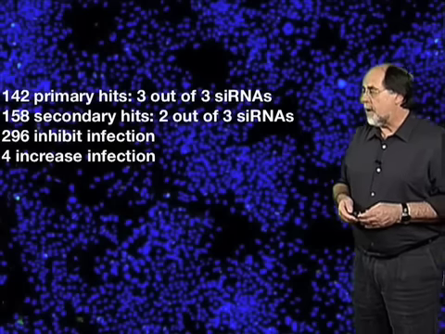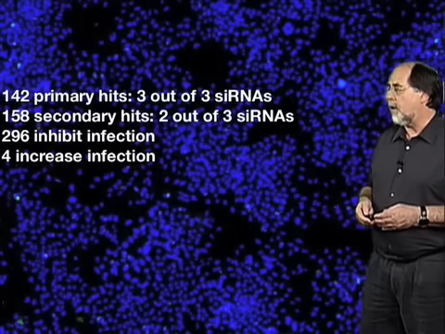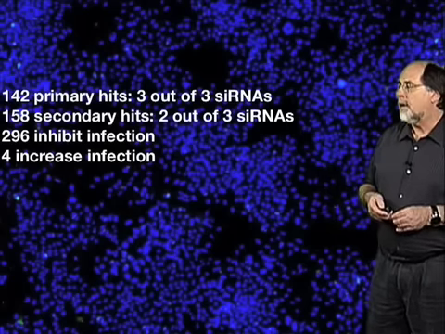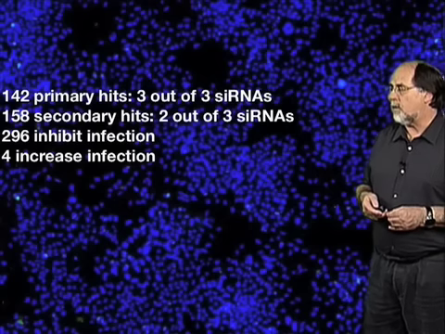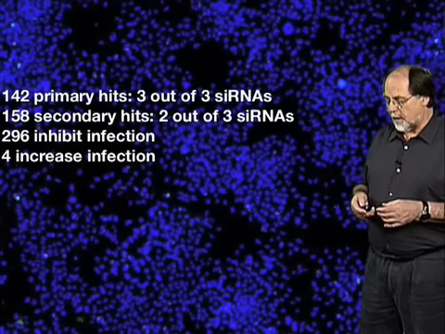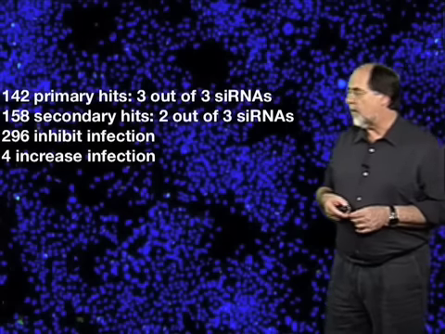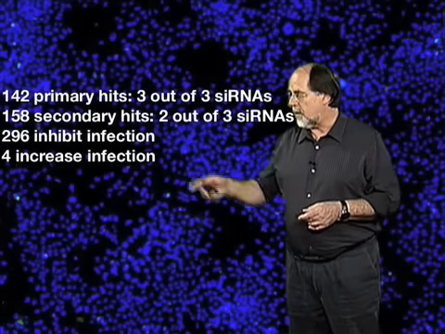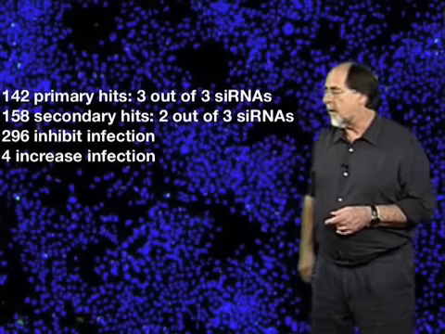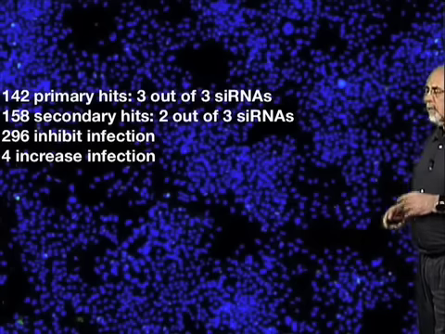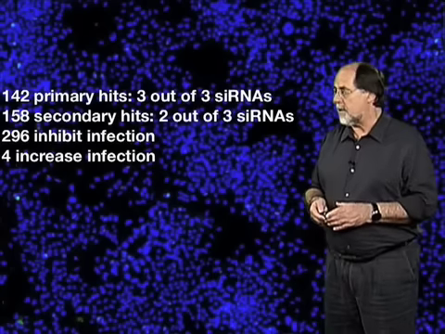So in the hits, we had 142 hits out of 7,000 with 3 out of 3 siRNAs, and 284 with 2 or 3 out of 3 siRNAs, and then only 4 where the infection was actually increased.